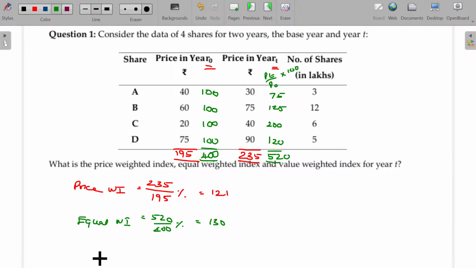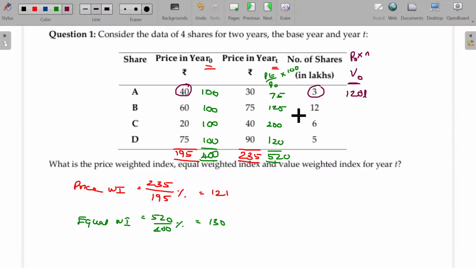Now, a more logical way is based on the value. What is the value of the shares in A? 40 is the share price of A, and how many shares are there? 3 lakh. Then the value of this company's shares at the 0th period is the price at the 0th period into the number of shares. 40 into 3 lakhs, 120 lakhs.